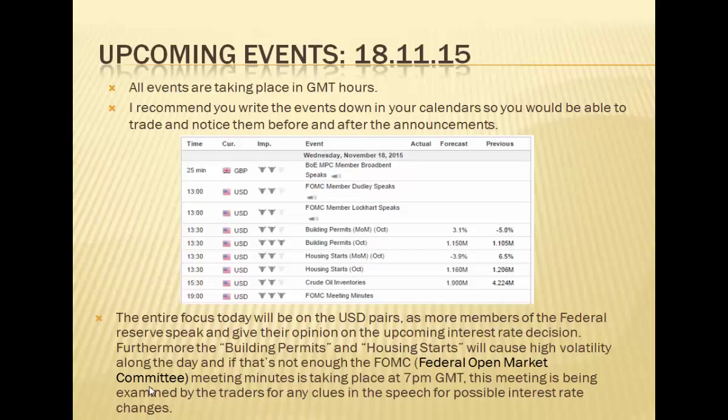The entire focus today will be on the dollar pairs as more members of the Federal Reserve speak and give their opinion on the upcoming interest rate decision. Furthermore, the building permits and the housing starts will cause high volatility along the day, and if that's not enough, the FOMC meeting minutes is taking place at 7 p.m. GMT. This meeting is being examined by the traders for any clues in the speech for possible interest rate changes.